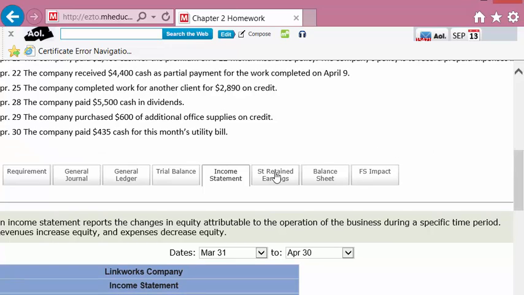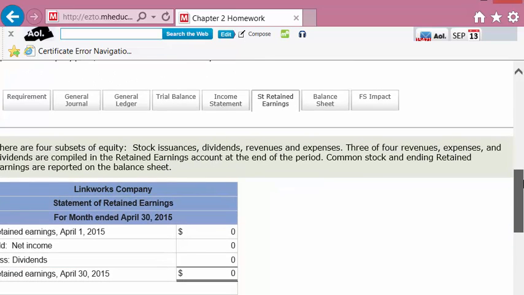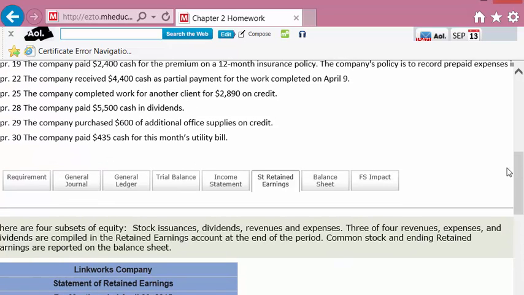How about my statement of retained earnings? Everything is zero on the statement of retained earnings because I haven't had any income. I haven't paid any dividends yet, right? How about my balance sheet? My balance sheet should have what? $80,000 cash, $26,000 of equipment, and $106,000 of common stock, shouldn't it?